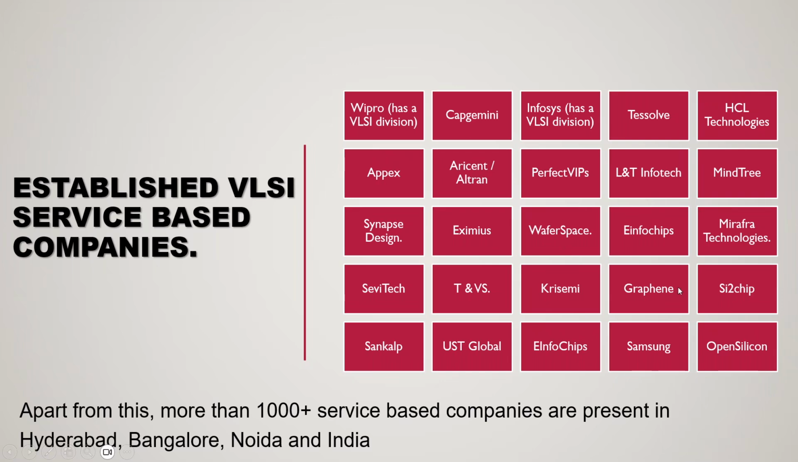So more than 1,000 service based companies are there. Those are located in Hyderabad, Bangalore, Noida, and all over India. They give services to the main product based companies. Suppose some product based company wants some RAM. Some companies specialize in making RAM, and they will take the service from these.